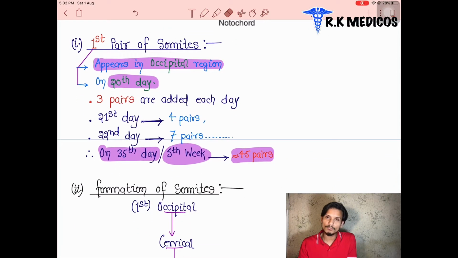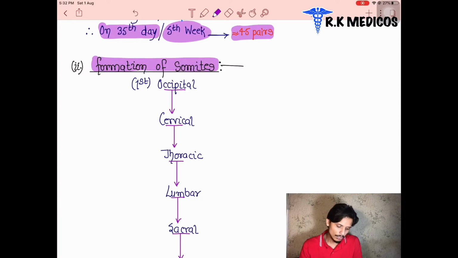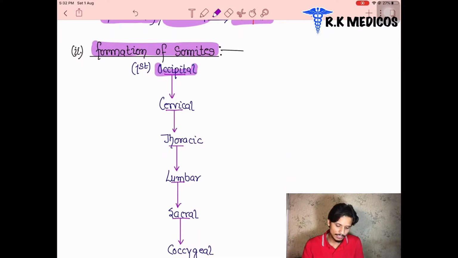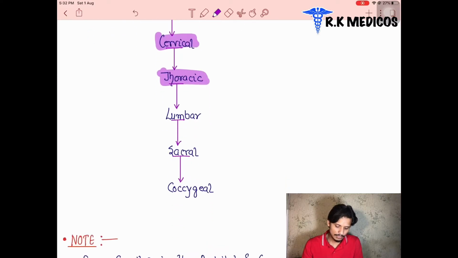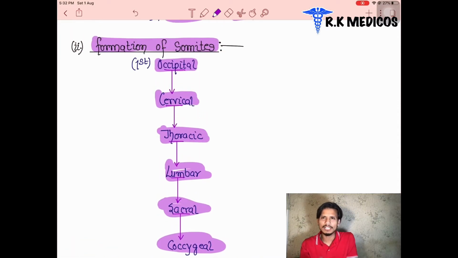What are the structures formed from the somites? The sequence is craniosacral, like the formation of germ layers, and the formation of somites is the same. How many pairs? 45 pairs. They are going to develop like this: the first pair forms the occipital structures, the second is cervical, then thoracic, then lumbar, sacral, and coccygeal. So these are the vertebral column regions, and they are going to develop from the somites.